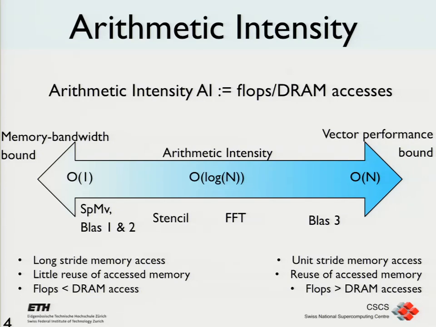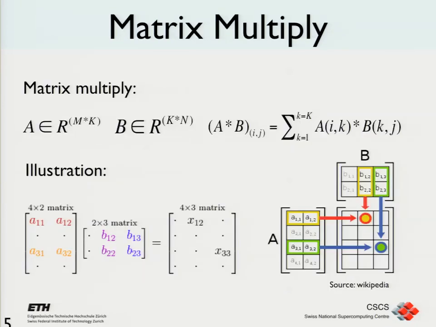On the other side, you have BLAS 3, for example DGEMM. You will get a unit stride memory access, a lot of reuse of the accessed memory, and the number of floating point operations is greater than the DRAM accesses. Now, let's go to the example, which is a matrix multiply.